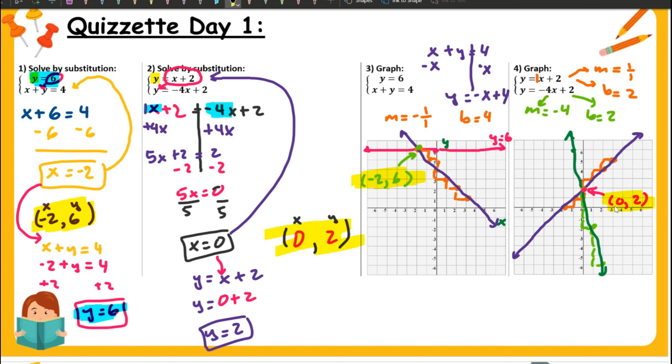So for this Quizzette, as you see, you can check your answer. The answer of number 3 should match the answer of number 1. The answer for number 4 should match the answer for number 2. You have 5 minutes to work on your Day 2 Quizzette. Then after 5 minutes, if you're not done, finish it at home. We're going to talk about it tomorrow.